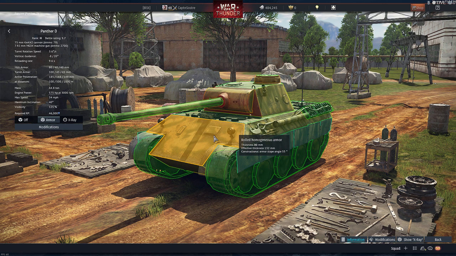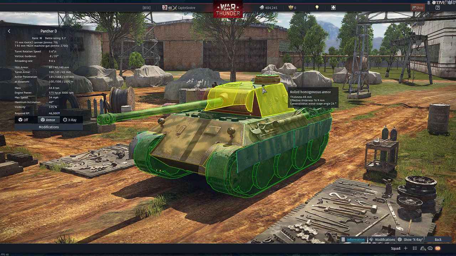So rolled homogeneous armor has an armor rating of 1.0, which means that you take 1.0, multiply it by 80 millimeters, and that provides an actual 80 millimeters of protection. However, this cupola over here is cast homogeneous armor, and cast homogeneous armor has an armor rating of 0.94. So in this case, instead of providing 80 millimeters of protection, it's actually going to provide, give me a second to calculate it on my phone, 75.2 millimeters of protection.